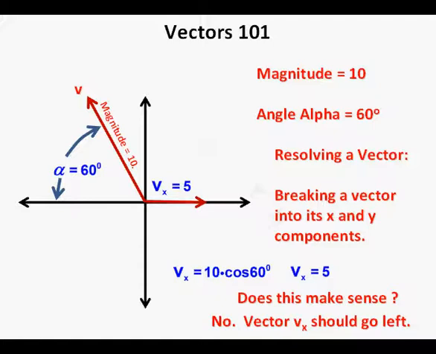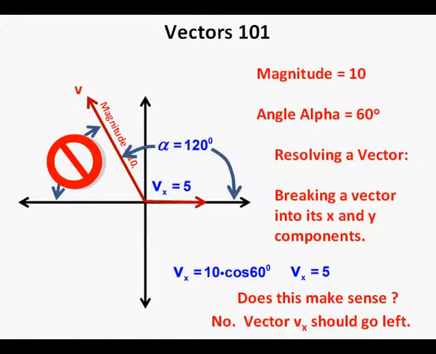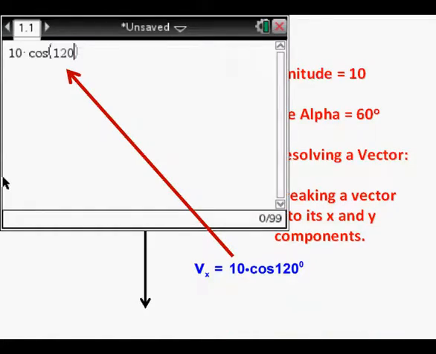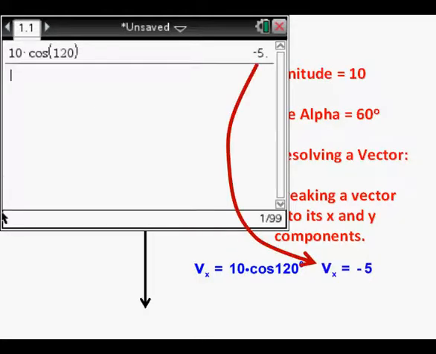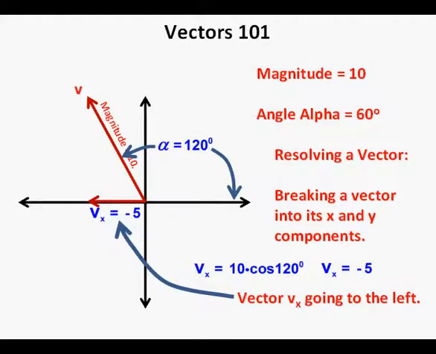Vector v sub x is going to the right. The vector v sub x should go to the left. The problem is that angle alpha is not really 60 degrees. This angle, starting from quadrant 1, is really angle alpha, 120 degrees. So instead, we really have v sub x equals 10 times the cosine of 120 degrees. And here is 10 times the cosine of 120 degrees entered in the calculator. Press enter. This time we see that v sub x is negative 5 units in magnitude. And so this is the component vector v sub x just going to the left instead of to the right.